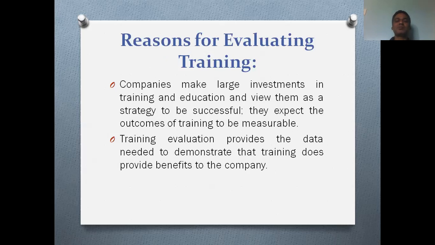Reasons for evaluation of the training: why is the evaluation done? Because companies make large investments in training, and they view this training as a strategy to be successful. They also expect the outcomes to be measurable, and the training evaluation provides the data which demonstrates that training provides benefits to the company and its employees.